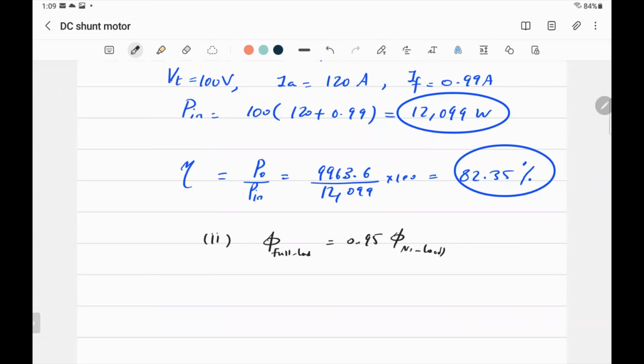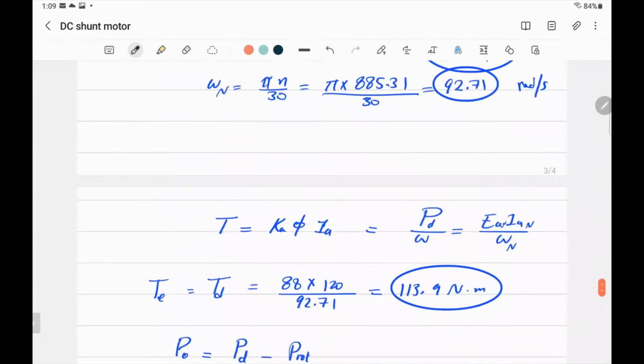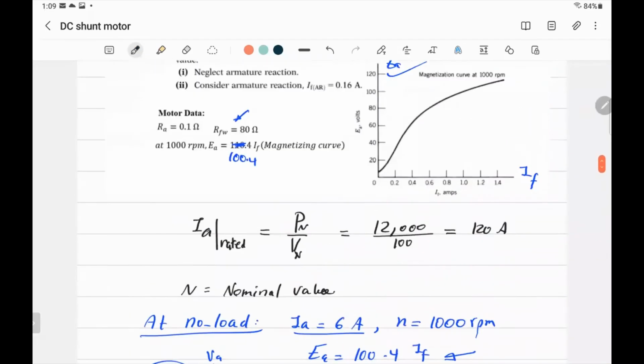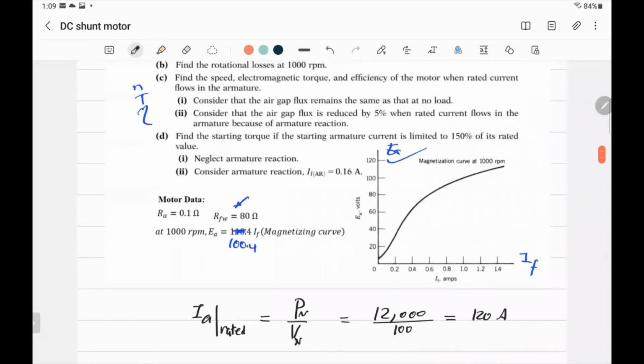I still have 1 minute because there's one last requirement in this problem. They said to find the starting torque if the starting armature current is limited to 150%. If you want to start the machine, it means you cannot increase the armature current more than 150%. What is the armature current at the nominal value? 120. From that, you calculate the current at starting. And then how do you find the torque?